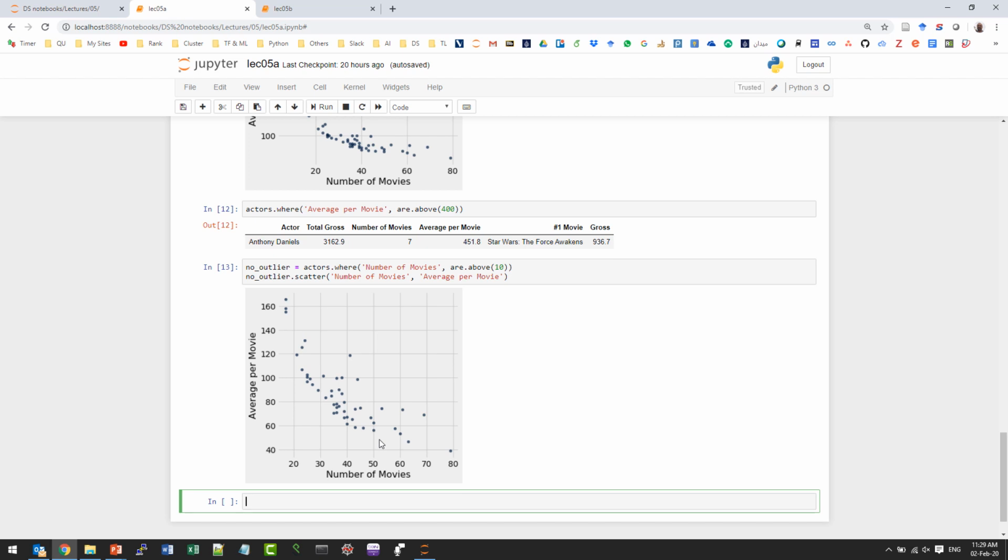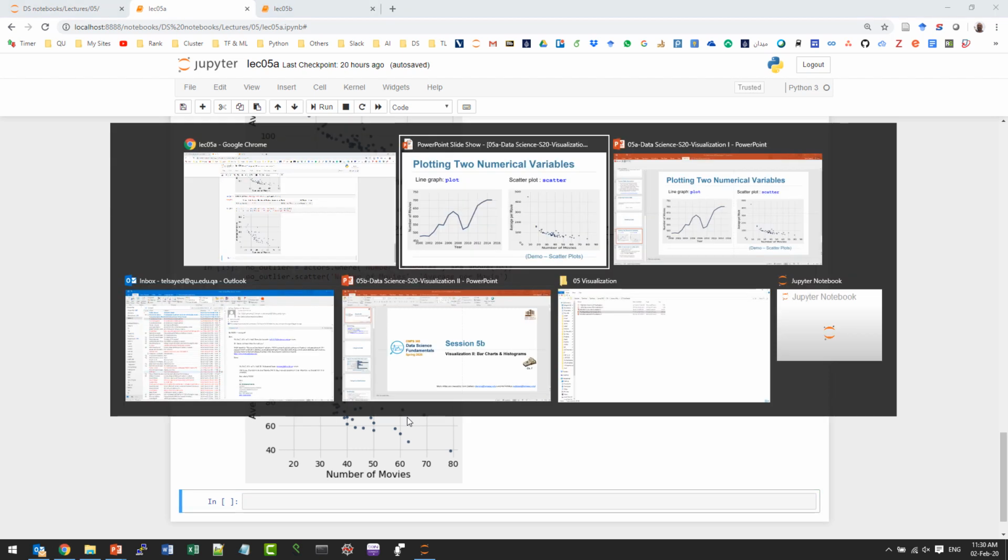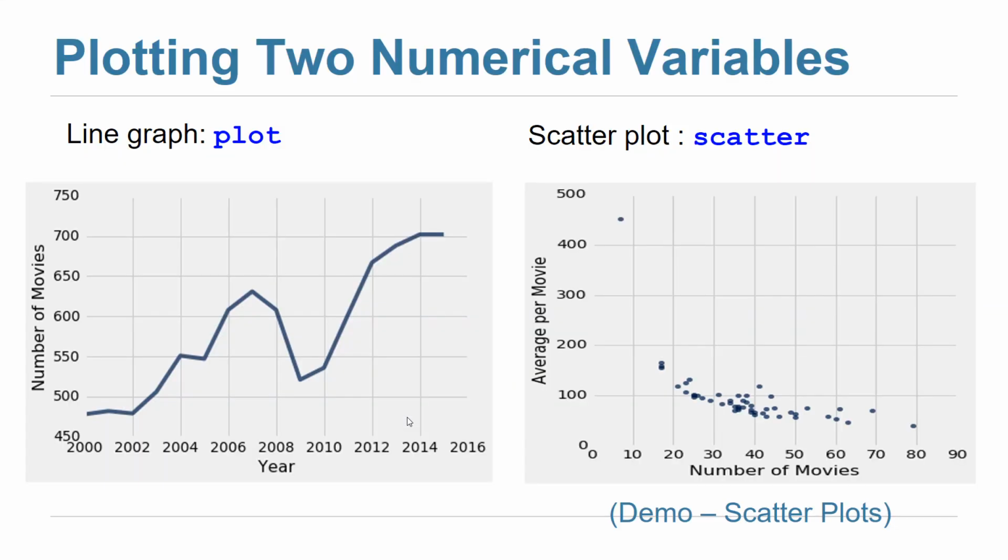trend. Now you saw the scatter plot and you saw the line plot. Let's think about when we should use this versus the other. Any questions? Okay. So getting back to the slides.